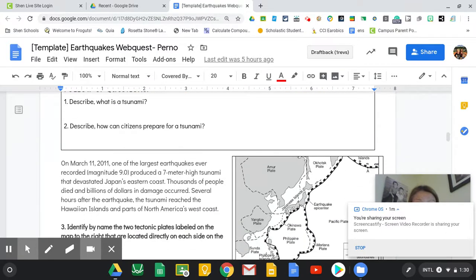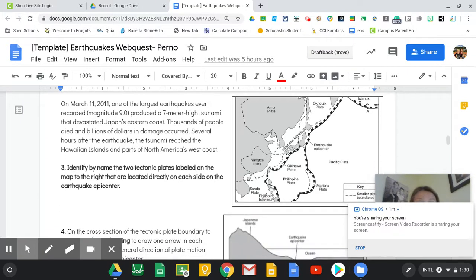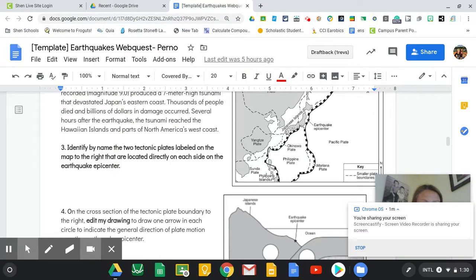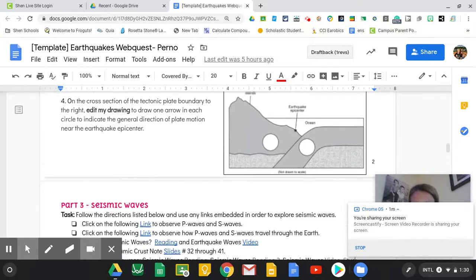There will not be an answer key for this webquest, because all of the answers are in the readings and the slides and everything you need to do. So if you have any questions, if you don't understand something, you need to email me.